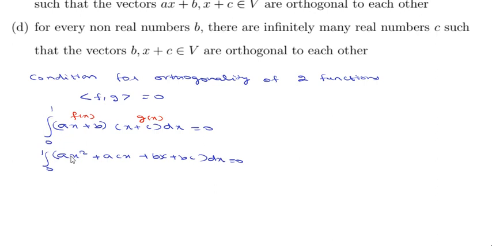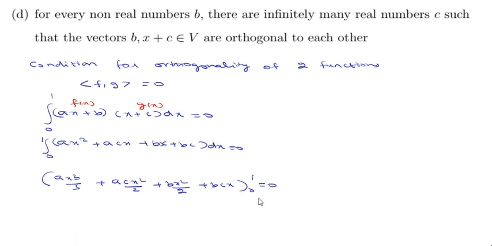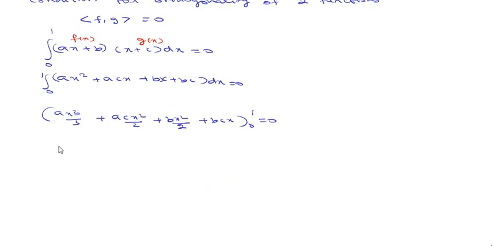Integrating, we get ax cube by 3 plus acx square by 2 plus bx square by 2 plus bcx, with the limits 0 to 1 equal to 0. Now we substitute the limits. We get a by 3 plus ac by 2 plus b by 2 plus bc. When we substitute the lower limit, every term becomes 0. Therefore this is equal to 0.